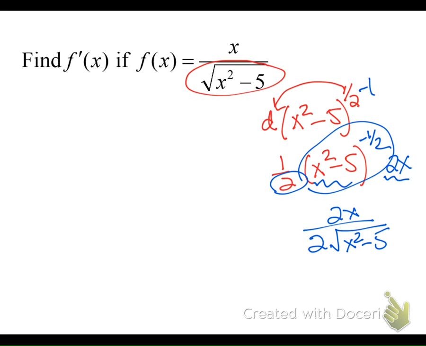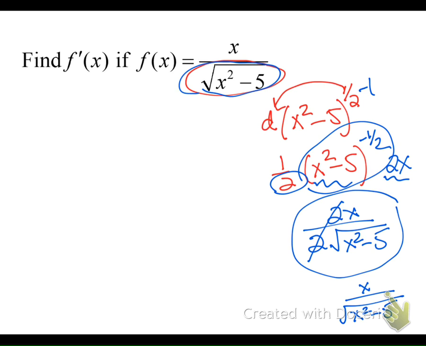Okay? And then since this is all connected with multiplication, these 2's cancel. So right now you have x over the square root of x squared minus 5 whenever we get to the derivative of this. And remember I said when you start with the square root, you end with a square root as well. Okay, so now we have to save all of that. And now we're going to do our quotient rule.